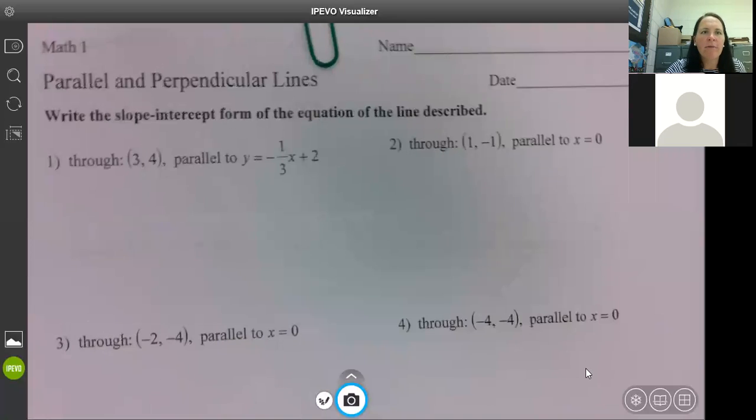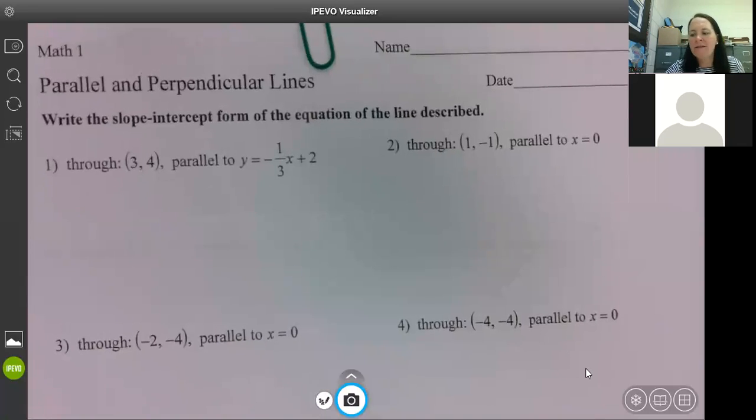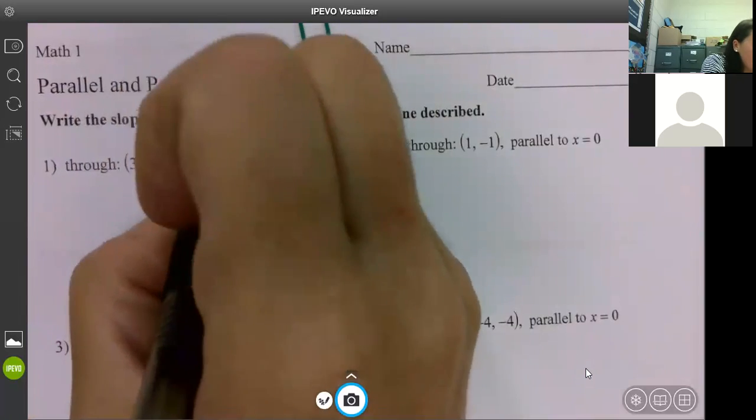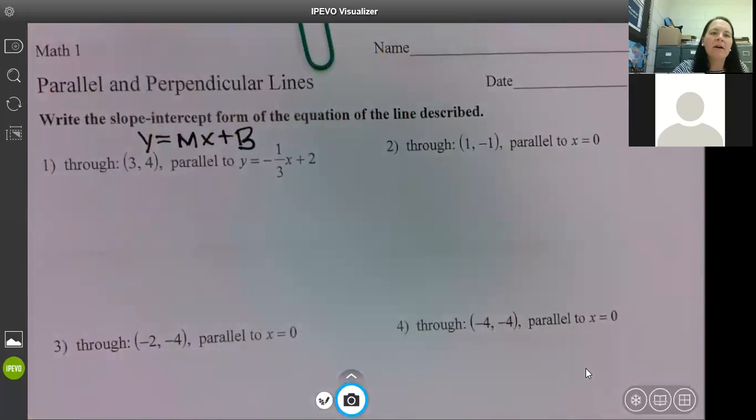And today we're going to talk about parallel and perpendicular lines and how to write them. So remember, we use the form y equals mx plus b. And that's what we're going to do.